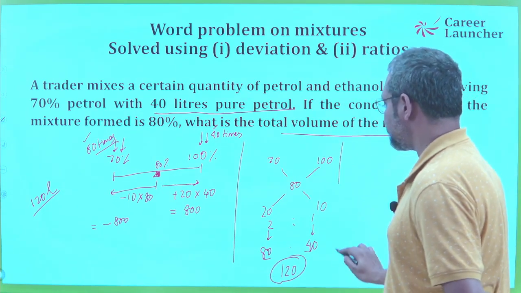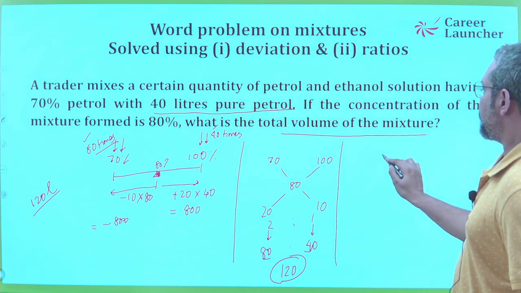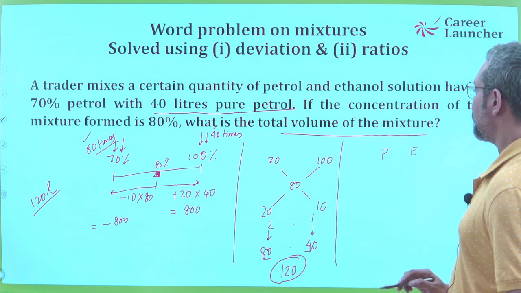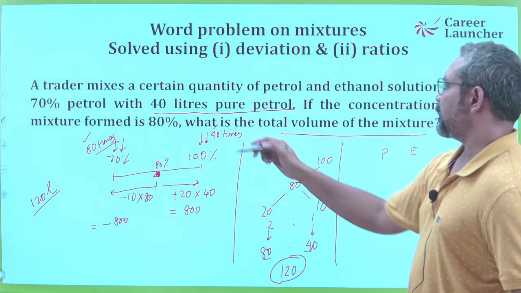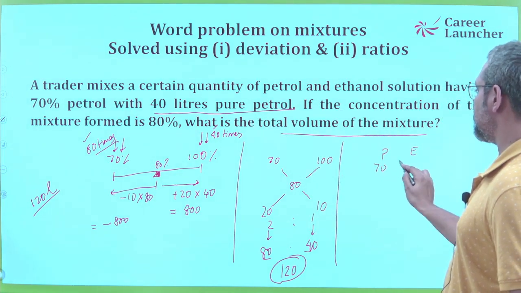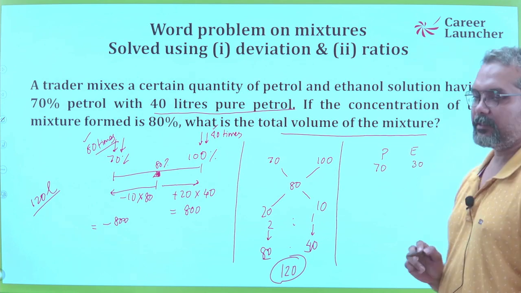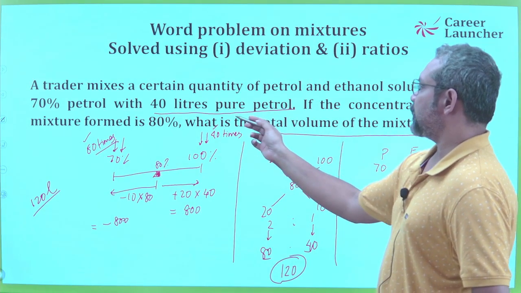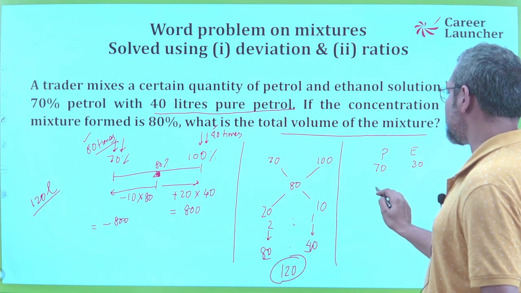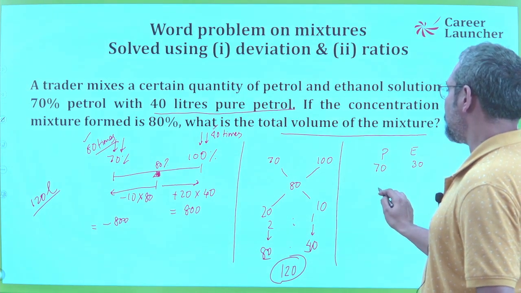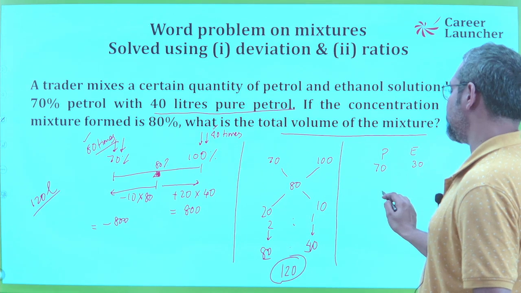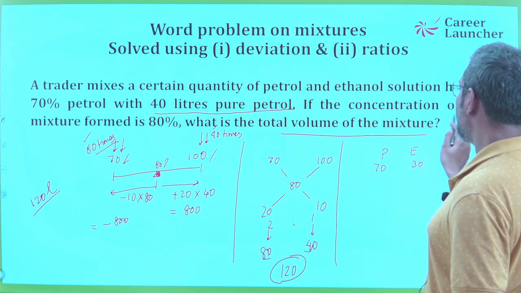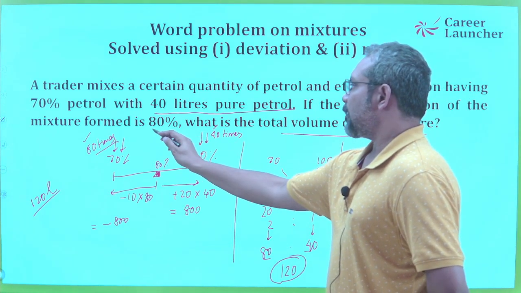So we have petrol and ethanol. 70% petrol means if this is 70, then ethanol is 30. Okay, that's obvious. And then it says you are mixing this with pure petrol, so you are adding something here. How much? 40 liters of pure petrol. As a result, you now have 80%.